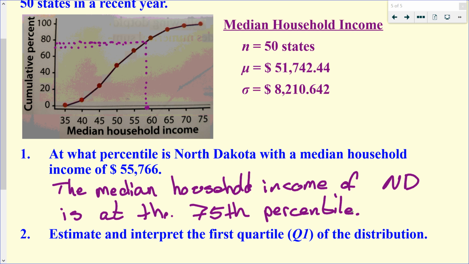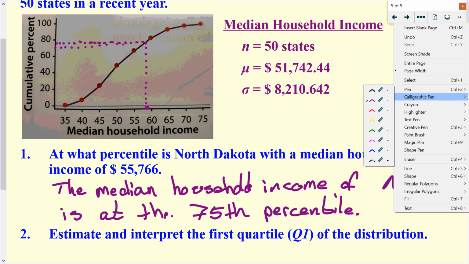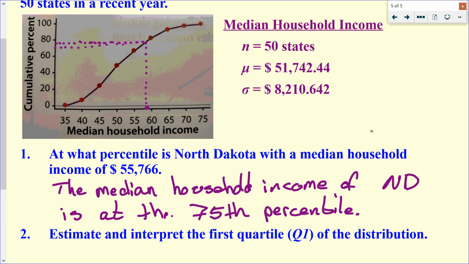Okay, so we move on to our next question. I'm going to change my color again. We're asked to estimate and interpret the first quartile of the distribution. If you remember, the first quartile, Q1, is at the 25th percentile. So we're going to look for the 25th percentile, which I'm guessing is right about there, a little higher. So we're going to go all the way across and down.